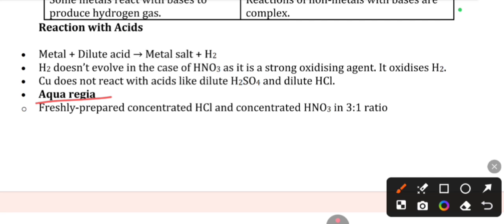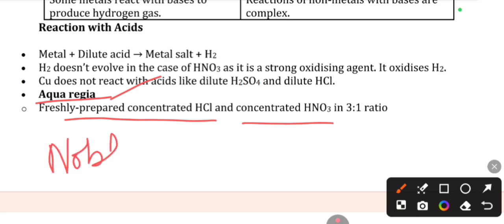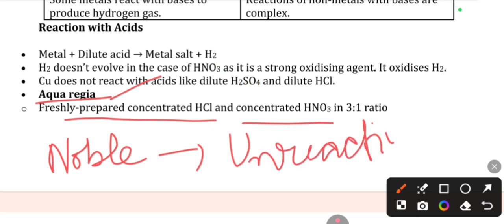Aquaresia. What is the meaning of aquaresia? Freshly prepared concentrated HCl and concentrated nitric acid in the ratio 3:1 is called aquaresia. Actually, there are noble gases and noble metals, gold and silver. Noble means unreactive. These do not react with atmospheric gases.